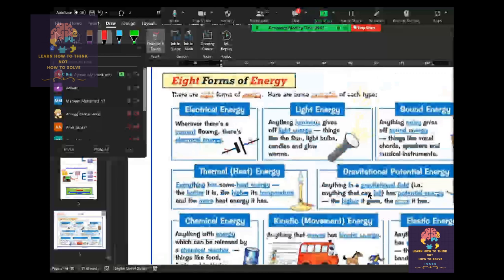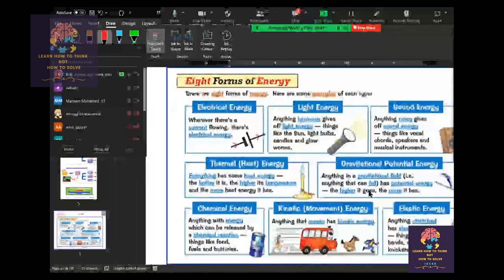The following diagram will show you some types of energy which can be converted from one form to another. For example, light energy. Anything luminous gives off light energy, things like the sun, light bulbs, candles, and glow worms. All of these can give us light. Sound energy. Anything noisy gives us sound, like the vocal cords in our throat. If you put your hand on your neck, you will feel vibration. This is because the vocal cords vibrate and create sound.